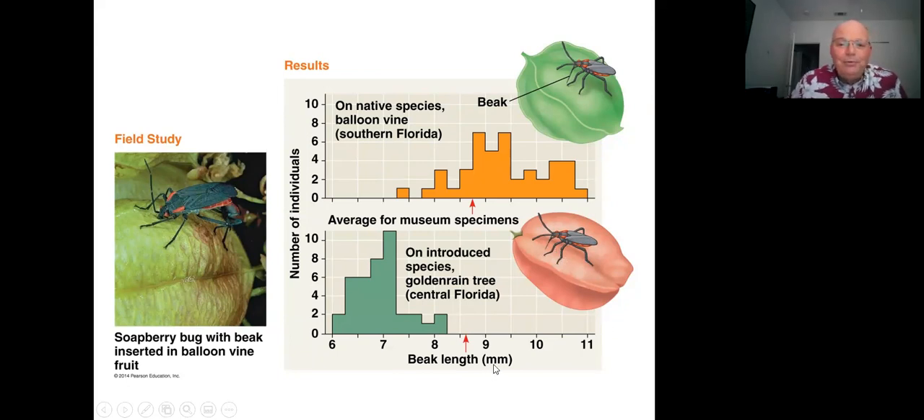So here's an example of where a feature changes as a consequence of the energy investment necessary to maintain a feature when really you don't need to. You can get by with a shorter beak and still feed quite comfortably because you're utilizing a different food resource. That's natural selection.